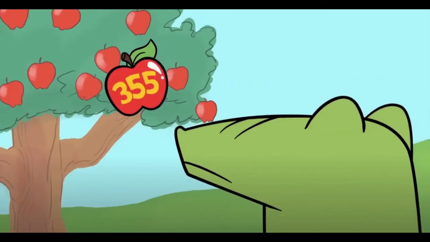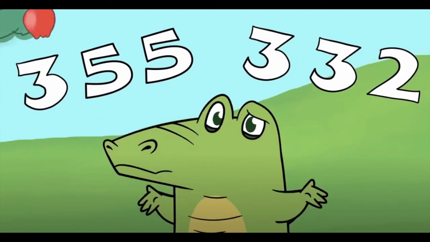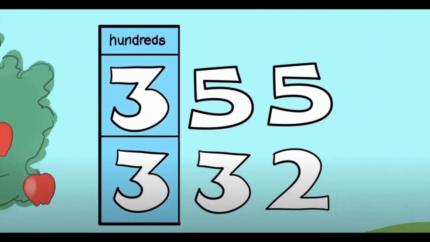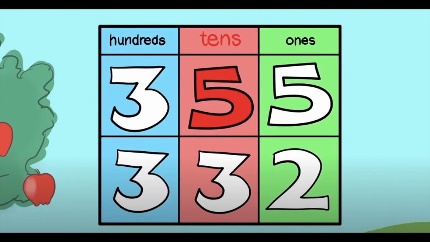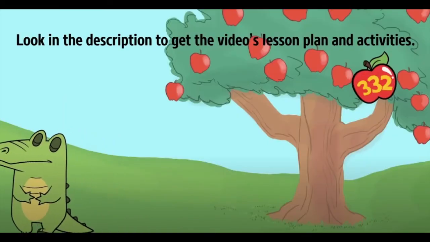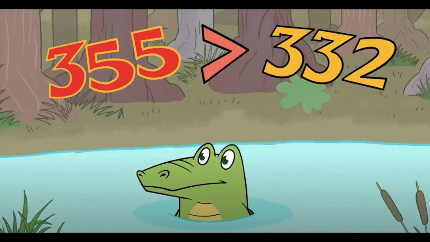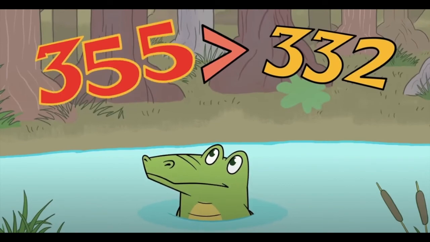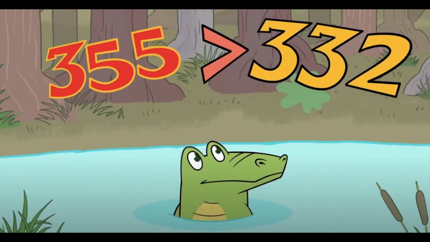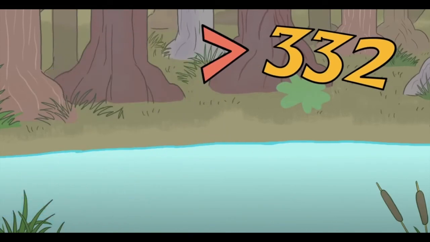355 and 332. The gator needs to eat the one with the greater value. He looks at the place values from left to right. Five's the greatest tens place, so he takes a big bite. The hungry alligator eats the number that's greater. The number that is least is never part of his feast.